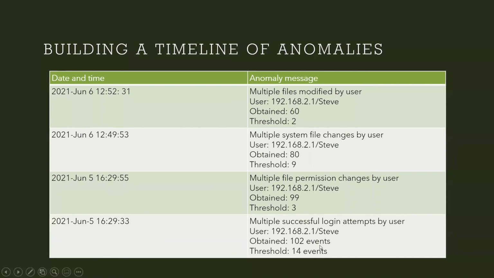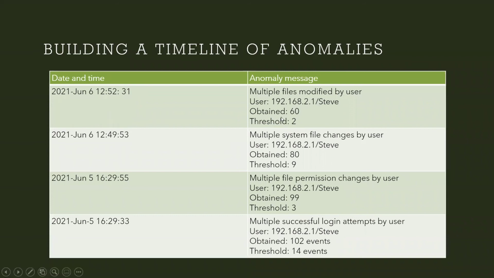So what did he do? He first had multiple successful logon attempts. In fact, 102 such events were observed when the threshold is just 14. This was followed by 99 file permission changes when the threshold is only 3. He then went on to perform 80 system file changes and numerous file modifications as well. So 80 system file changes, that was quickly followed by 60 file modifications. And with file modifications, we see that what is expected, the threshold, is just 2 such events.